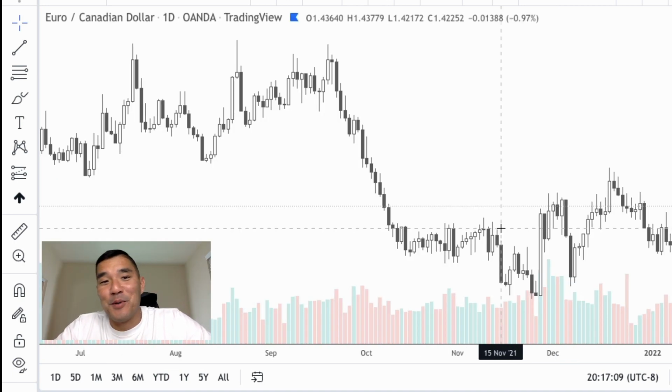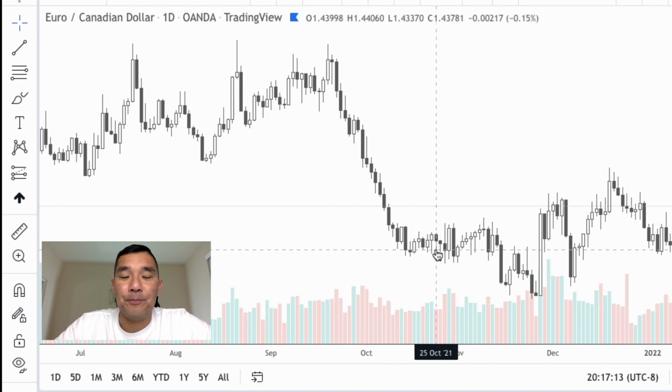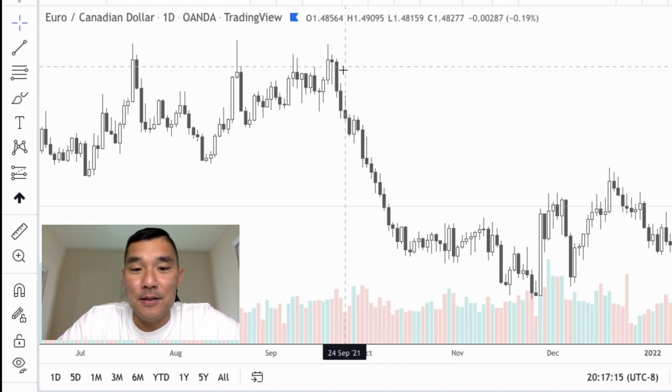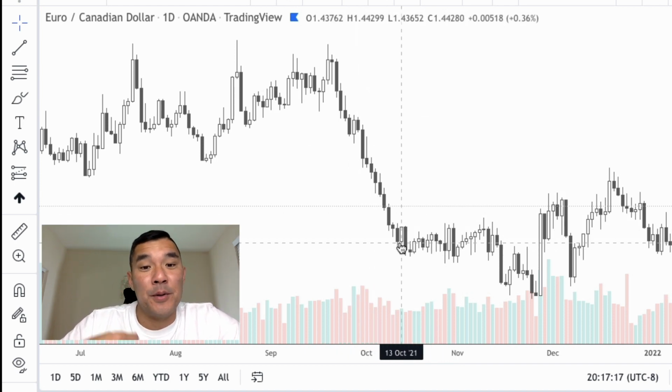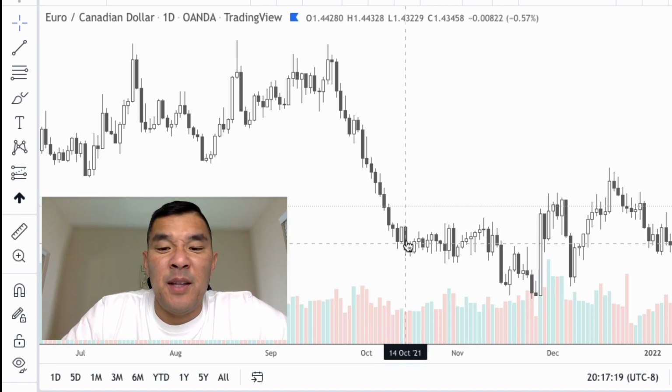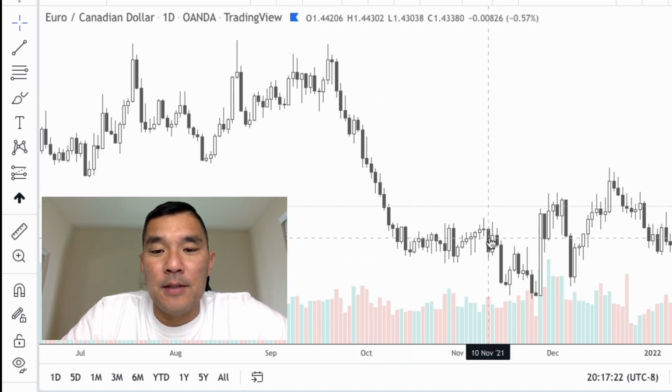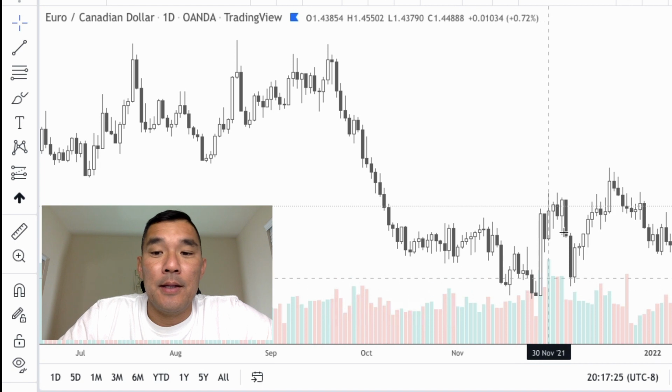All right, here's another example, Euro CAD. So you have a really strong move down here. This is obviously not a sustainable trend, so eventually it's going to turn around, and then you get a similar thing where it consolidates, makes one last gasp at it, and then it starts to come back.